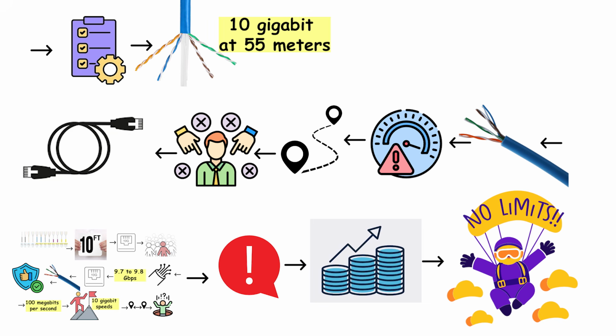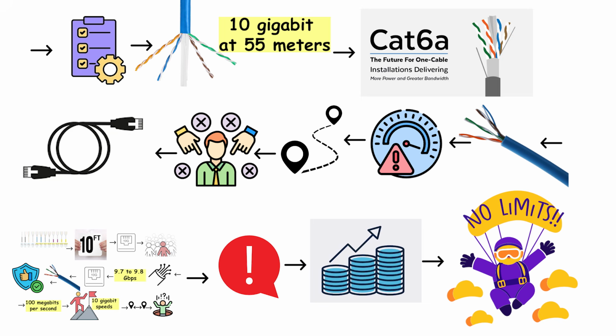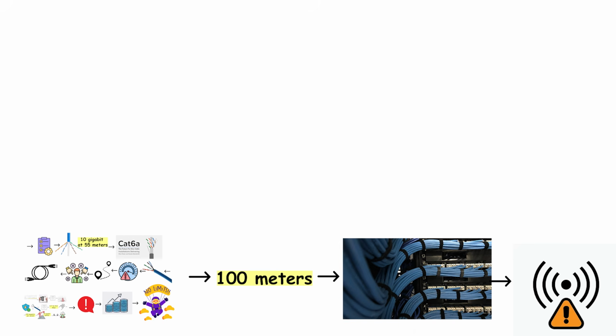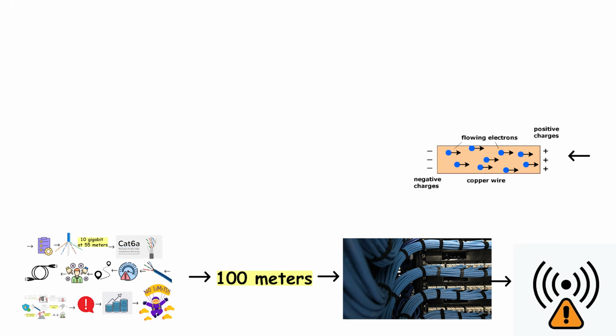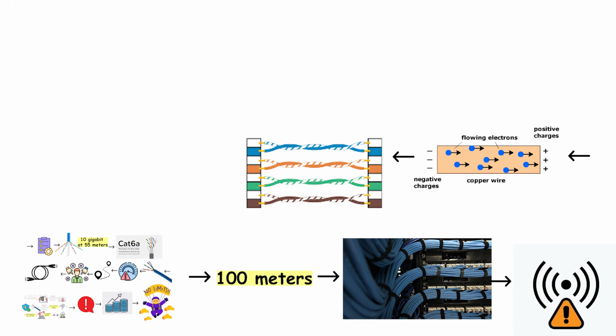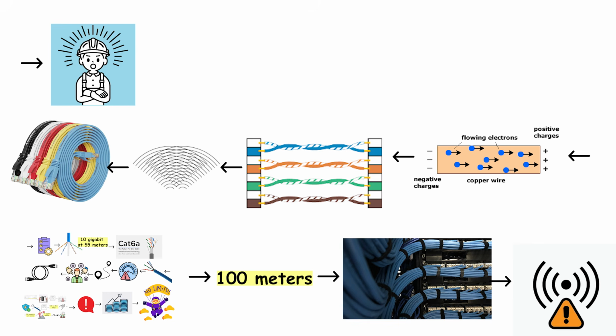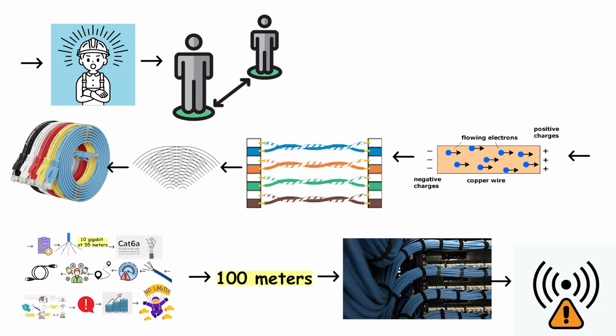Cat6 can do 10 gigabit at 55 meters, but Cat6a can do it at 100 meters. As cable length increases, signal quality degrades. The electrons traveling through the copper wire encounter resistance, and the twisted pairs start picking up more interference. Higher category cables have better construction that fights these problems, which is why they maintain performance over longer distances.